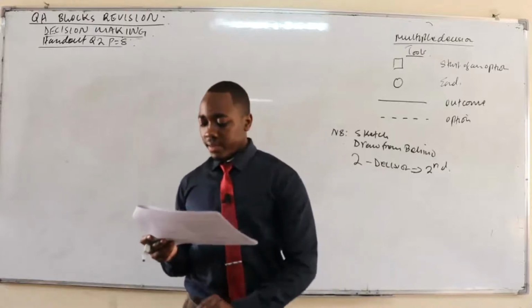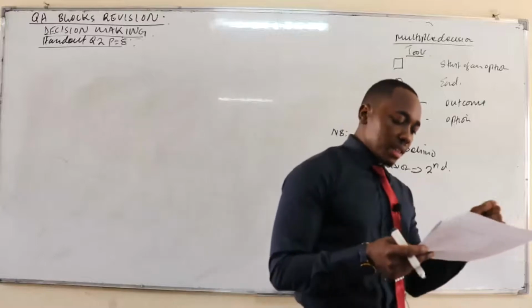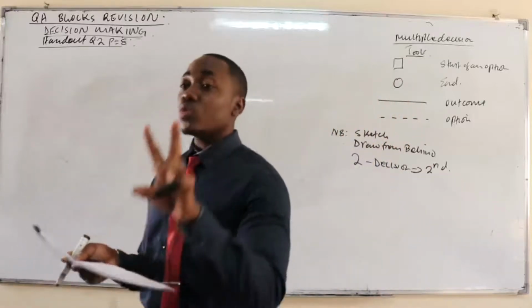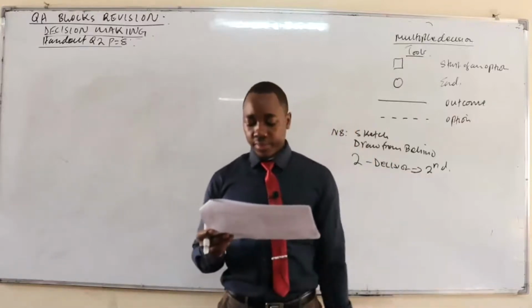Can you underline that? That's the first decision. He has to make a decision on whether to cultivate the land or sell the land. So that's the first decision with two options. It's either you cultivate or you sell.